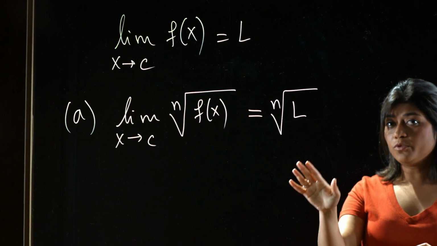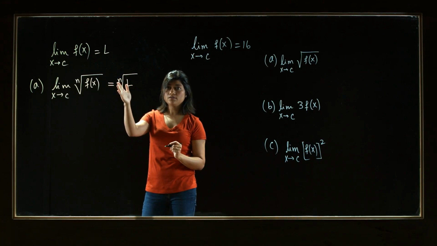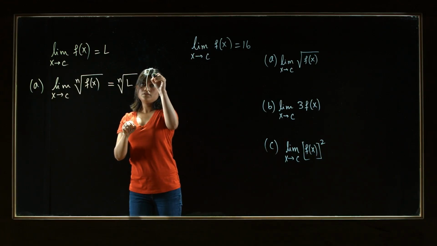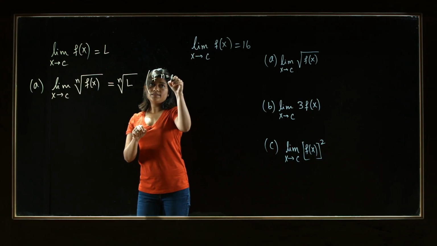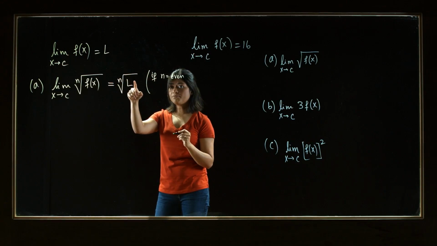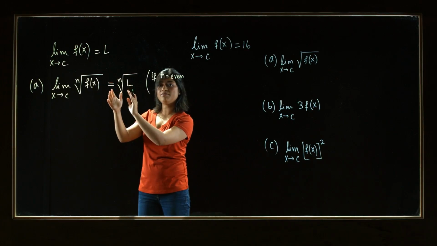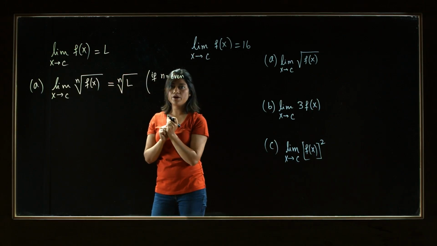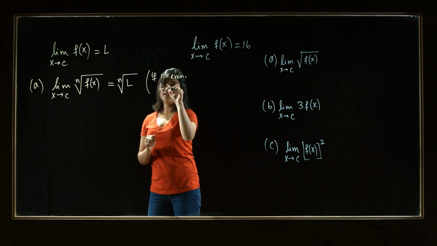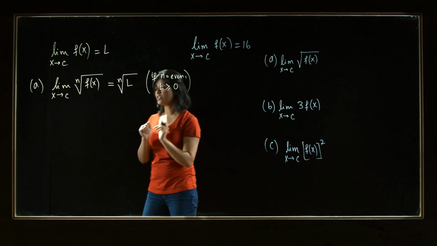You do have to be careful about one fact here. Notice that this n can be any positive integer. If this n is even, so say square root, then you have to be careful that the value L is not negative, because you cannot have a negative number inside of a square root, for example. So if n is even, we have to have that L is a positive value. So that's one restriction we have for this particular limit.